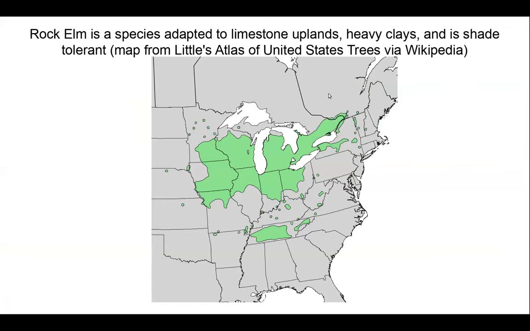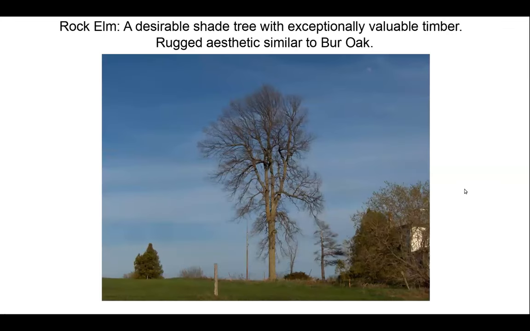So here's the map from Little Wikipedia. It extends into our region and basically the Southern Great Lakes, US Midwest, and down into Tennessee, and then scattered in New England and things like that too. Anyways, here's the tree that I showed on the title slide. Typical textbook appearance. They're often narrower than American elm, but I wouldn't call them a narrow species. They're a very rugged looking tree.